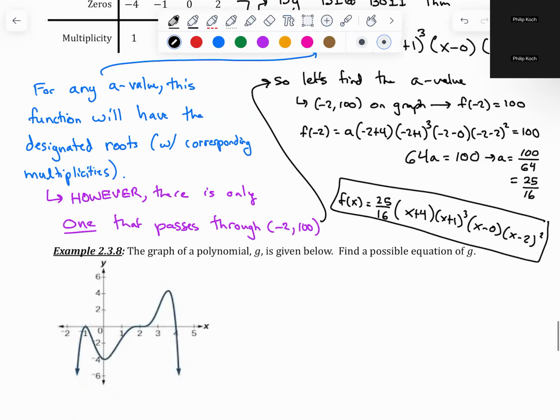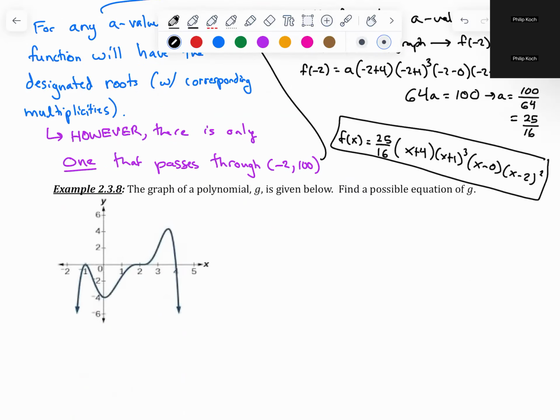It's this one. We're going to add a little bit of spice to the previous problem. Just a little bit of, I don't know, just white pepper. White pepper seems to be more spicy than black pepper in my experience. So the graph of a polynomial g is given below. Find a possible equation for g.